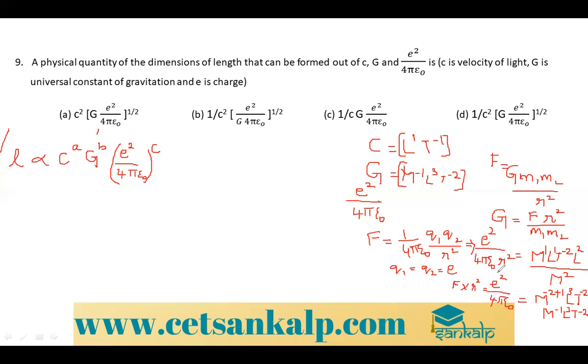So what is the dimension formula for F? It is m to the power 1, l to the power 1, t to the power minus 2. r square is L square. So m to the power 1, l to the power 3, t to the power minus 2. So this will be the dimension formula for e square by 4 pi epsilon naught. So finally the dimension formula is m to the power 1, l to the power 3, t to the power minus 2. I hope now you are clear with all this stuff.